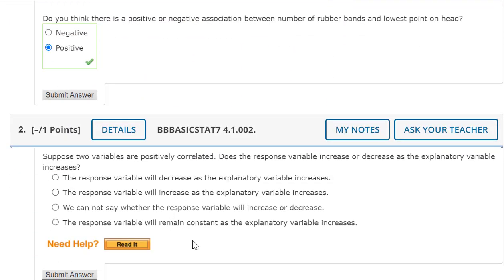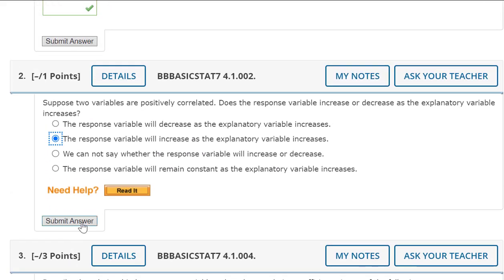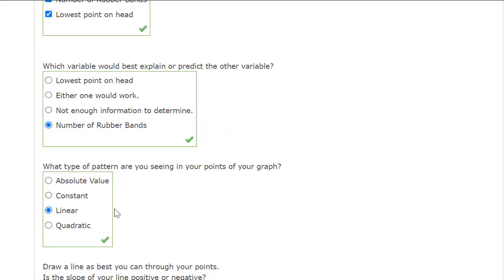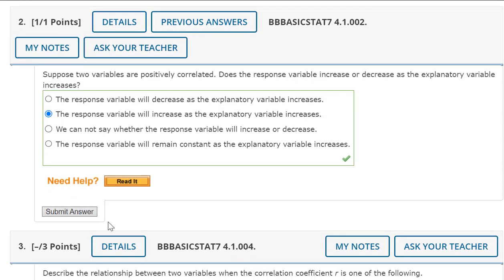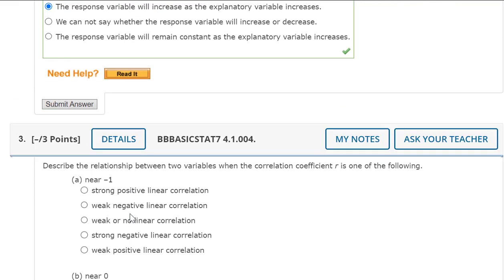Okay. Suppose 2 variables are positively correlated. Does the response variable increase or decrease as the explanatory variable increases? If it's positively correlated, they both go in the same direction. So I want increase here, increase there. That's what I'm looking for. And yay, I got it right. Always a good sign, right?